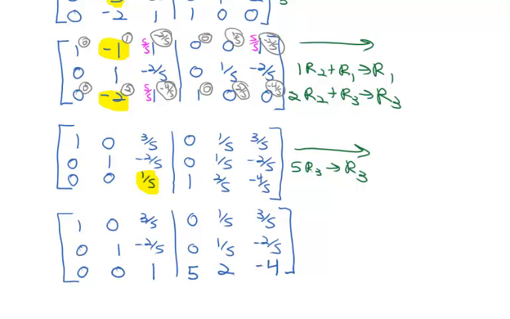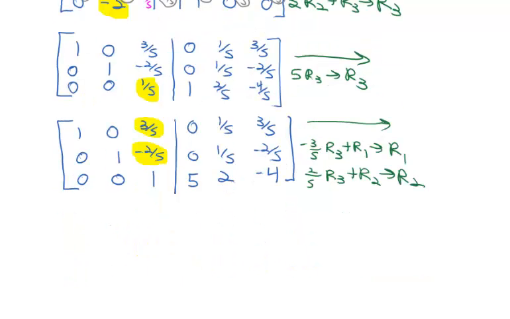Now we're ready to get the zeros above it. We do that by multiplying the pivot third row by the opposites. So the first row has 3 fifths, so we'll multiply by negative 3 fifths times the pivot row 3. Add it to our row 1 to get our new row 1. In the center row, the opposite of negative 2 fifths is positive 2 fifths times the pivot row 3, and we'll add it to row 2 to get our new row 2. So let's see what that gives us.